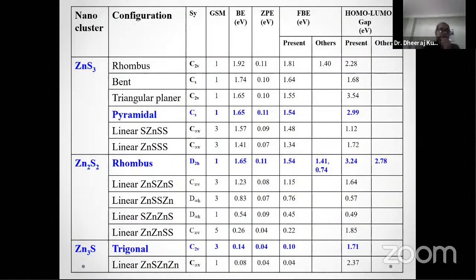This is the total 4 atoms structures in which we can see that in ZnS3 configurations, rhombus, bent, and triangular planar structures are considered as unstable because their frequencies are imaginary. And the next candidate was pyramidal, that's why it is considered as most stable. In Zn2S2 and Zn3S configurations, rhombus and trigonal structures are most stable structures. Next slide, ma'am.